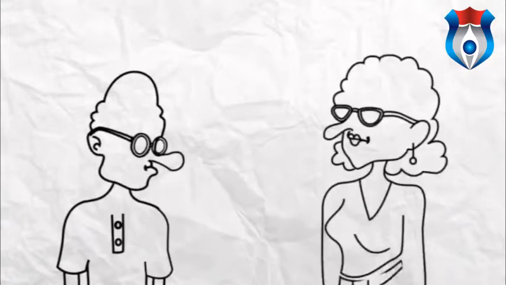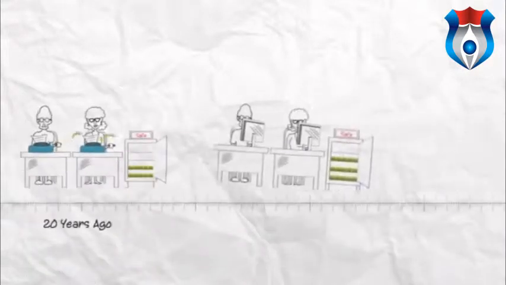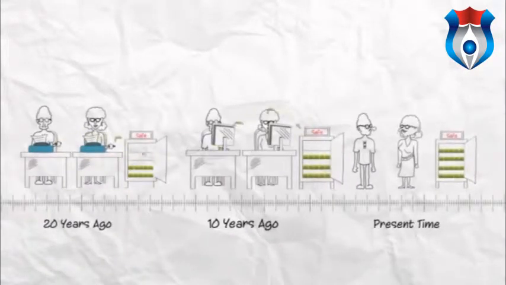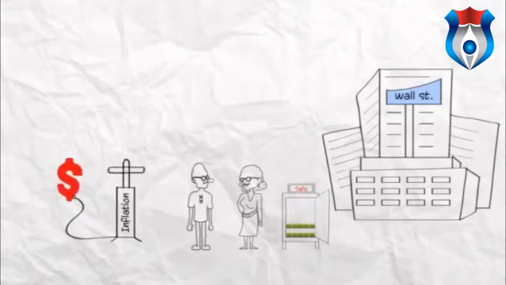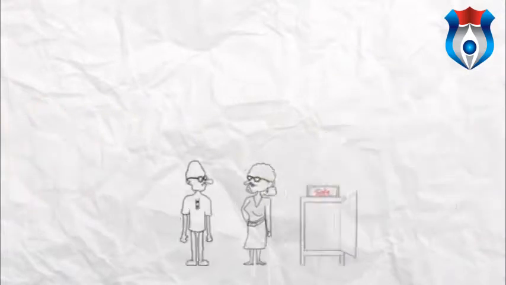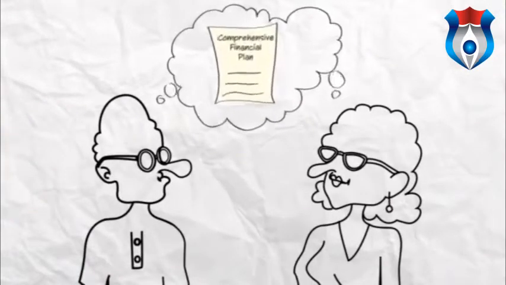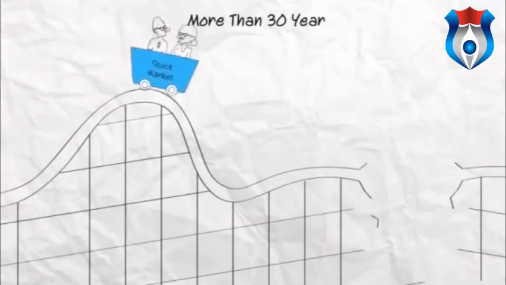Now meet Bob and Sandy. Like most people, Bob and Sandy have worked hard over the years to accumulate a nice nest egg for retirement, but they worry about losing money in the market, keeping up with inflation, and outliving their money. Without a comprehensive financial plan, they're not really sure if they're on track or not.